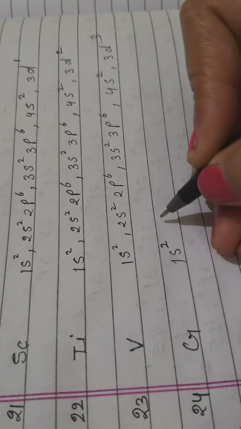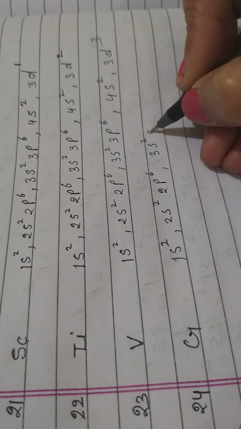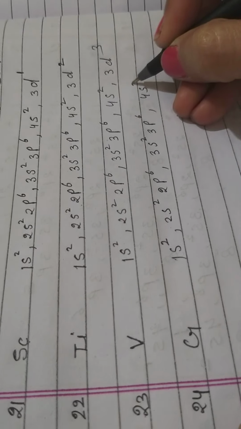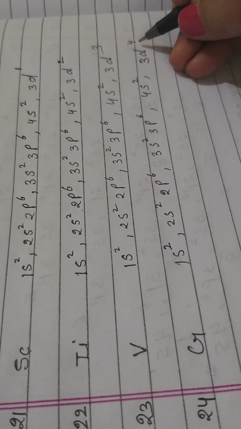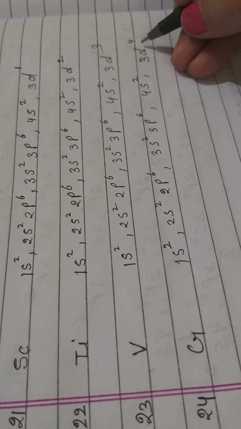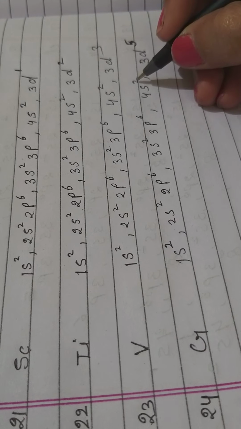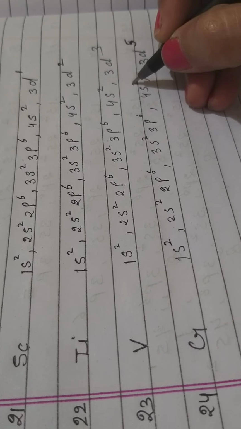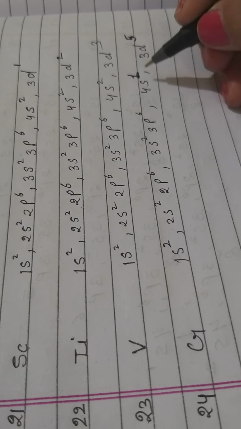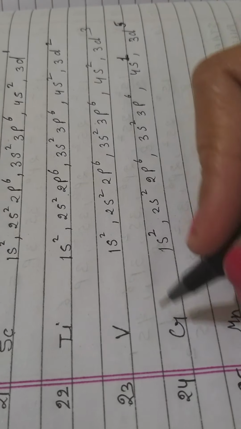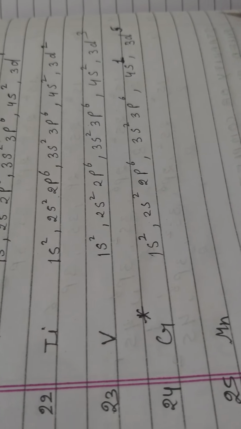Now for chromium, if we reach up to 2s2, 2p6, 3s2, 3p6, 4s2, we get 3d4. When we reach 3d4, we have to convert it into the stable configuration. So in place of 3d4, 3d5 is written, and one electron enters from the s orbital to the d, so 4s1. Why have we done this? Because d5 is more stable than d4. So you have to mark chromium as an exceptional case of electronic configuration.